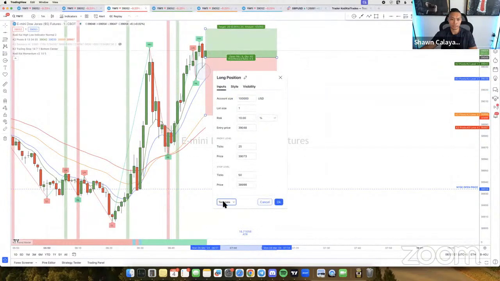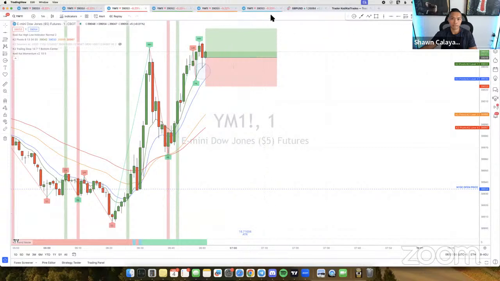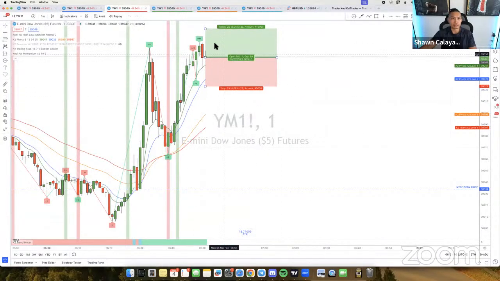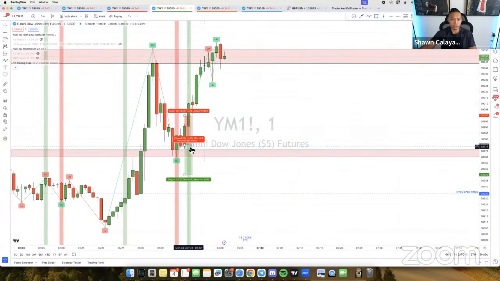So this is the PRB entry right here. I'm not taking it because I'm only taking the breakout V3 now. So I'm going to leave this as is, but this is the PRB entry if anybody is looking to take that. Again, the only entry I'm taking is the breakout V3 here.